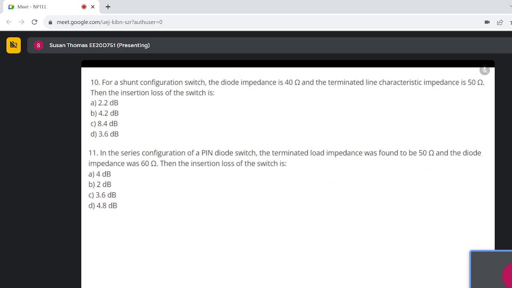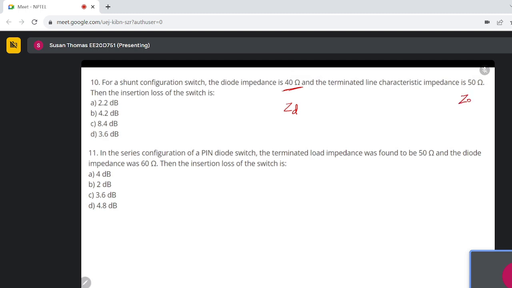Okay, now going to a small numerical. This is again based on pin diode. I request you all to just try calculating this. Let me start. For a shunt configuration switch, the diode impedance is 40 ohm, so I can write it like ZD, and the terminated line characteristic impedance Z naught is 50 ohm.